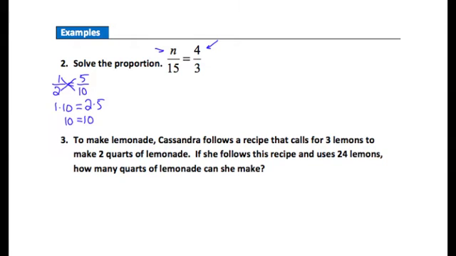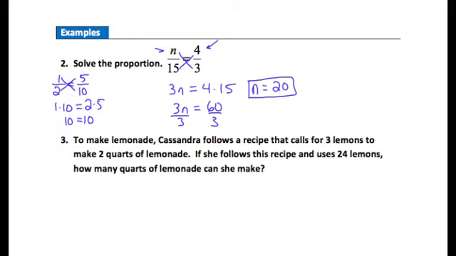So here's this cross product, n times 3. We'll probably write that 3 first, so that would be 3n. And that is going to be equal to this other cross product, 4 times 15. Now I have this nice little equation, and I can solve that equation for n. So 3n is equal to 60. Divide both sides by 3, and we'll see that n is equal to 20.